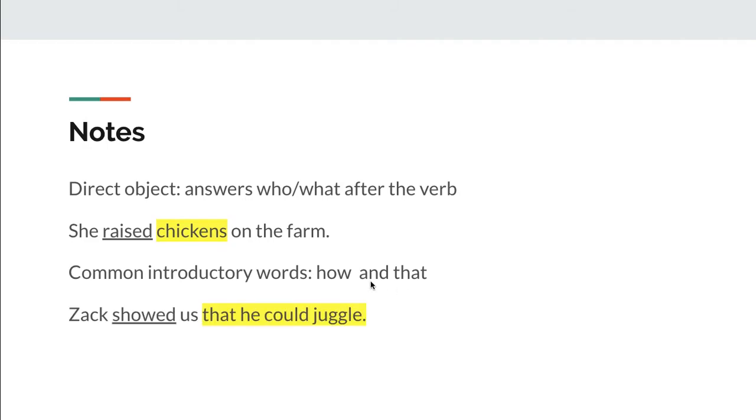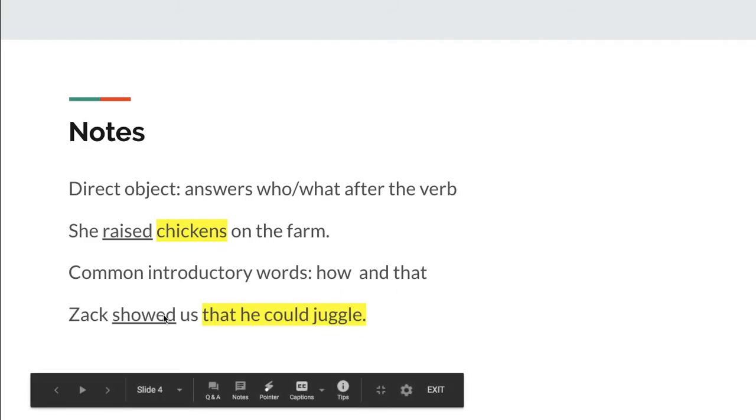Zach showed us that he could juggle. Showed is the verb. What did he show? That he could juggle. That whole phrase is a noun clause because it has the introductory word that and it's discussing what he showed us. He showed us that he could juggle.